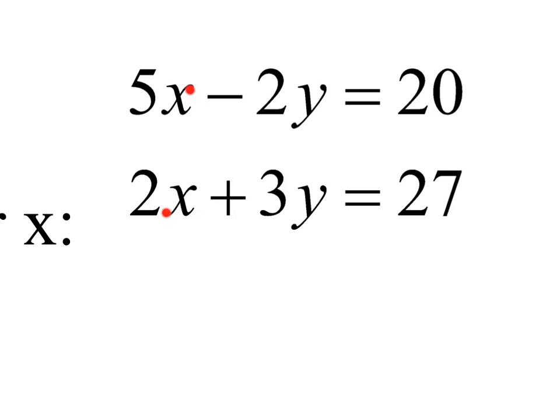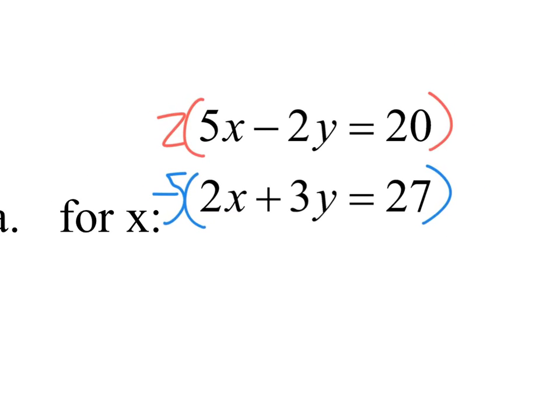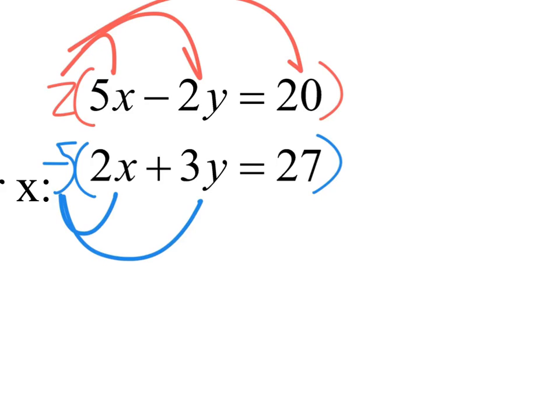To do that, what we need to do is multiply a number into each of these equations so that the coefficients are the same, but the sign is the opposite. So let's multiply 2 on the top, and let's multiply -5 on the bottom. And when we do that, we're going to distribute 2 into 5x, and then into -2y, and then into 20, and likewise -5 into 2x, into 3y, and then multiply -5 into 27.